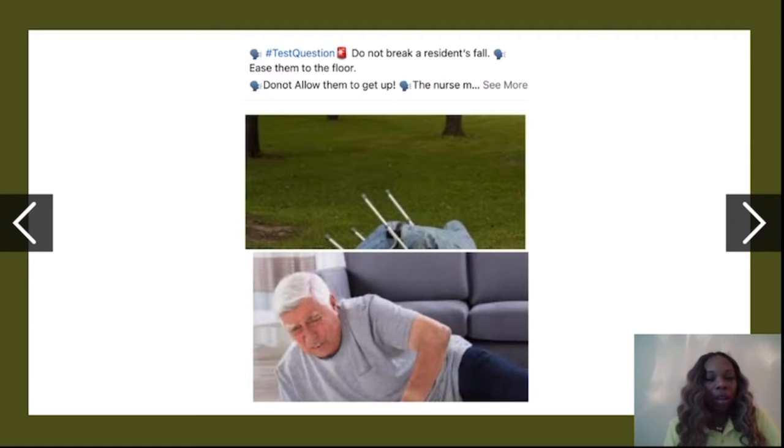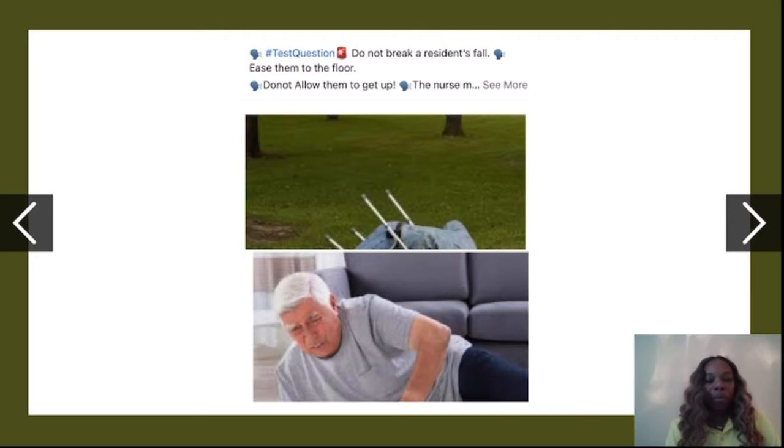Most facilities are no lift facilities, so you will have to use a mechanical lift in order to pick a person up from the fall. Remember, when you're using a mechanical lift, there must be 2 CNAs present. You must make sure that the patient's weight does not exceed the weight maximum for the lift. You want to make sure that you're choosing the appropriate sling for the resident's weight.